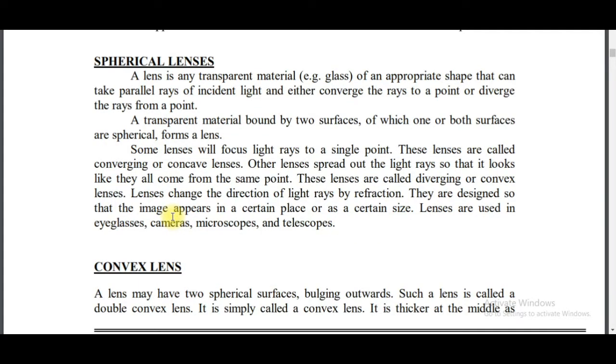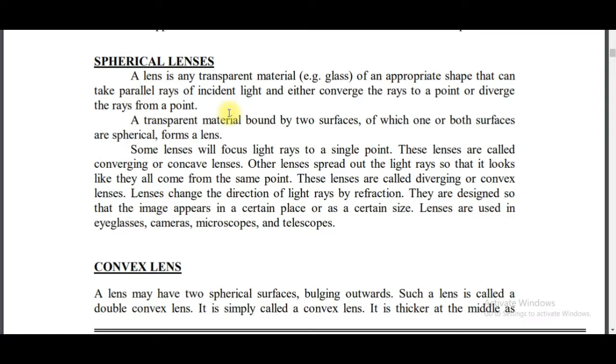Now we shall look at spherical lenses. A spherical lens is a lens made of transparent material, just like we saw spherical mirrors. It has an appropriate shape that can take parallel rays of incident light and either converge or diverge them from a point, just like a mirror. A mirror used to reflect light, but the glass will refract it.